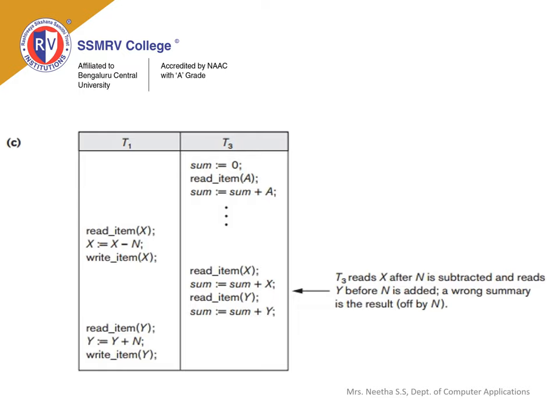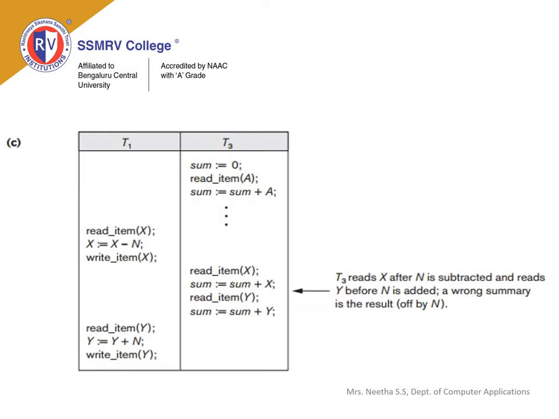So it goes on like this. When it is happening, at the side of T1, it will read the item X, and then X minus N. Take any value. X can be 100 minus 50 N value. So it will be 100 minus 50, which is 50.